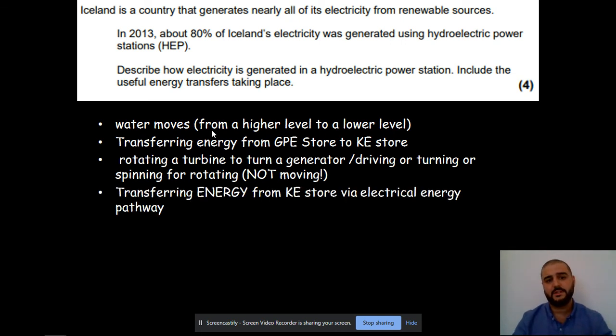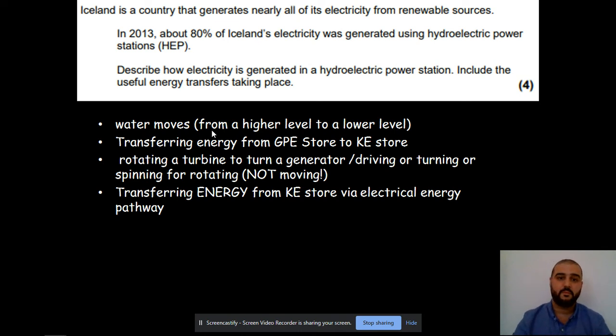And the final point to get the last fourth mark, transferring energy from kinetic energy store via the electrical energy pathway. Because of course, that's the end product. At the very end of all of these energy transfers, we are actually producing what we call electricity, which of course you and I know is current moving down a cable.